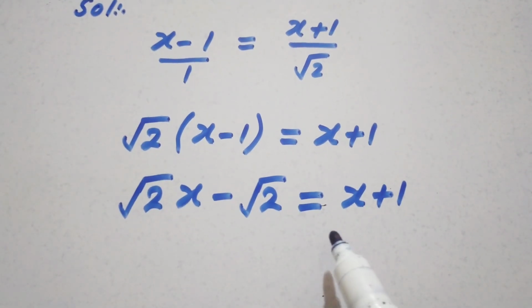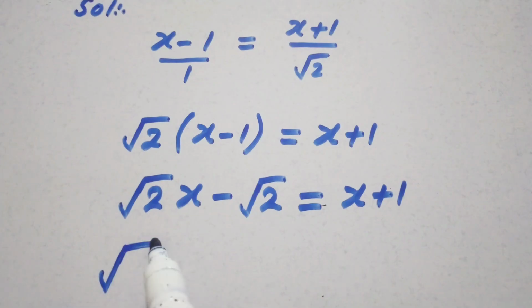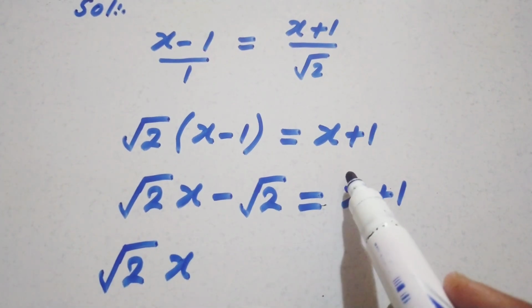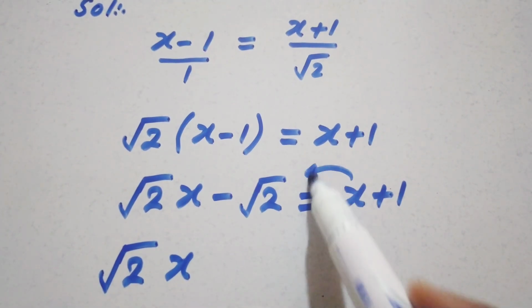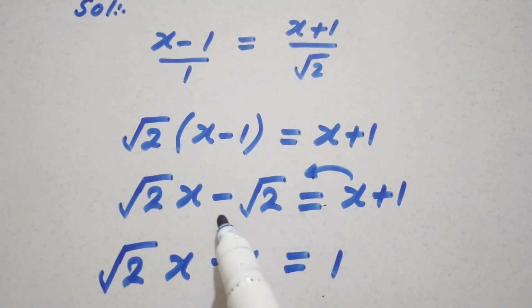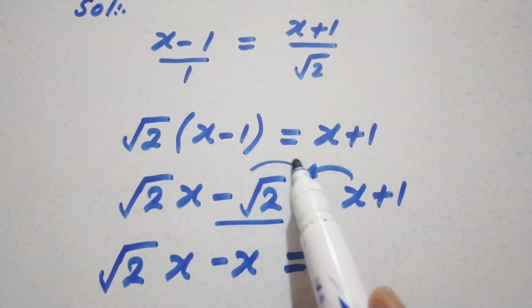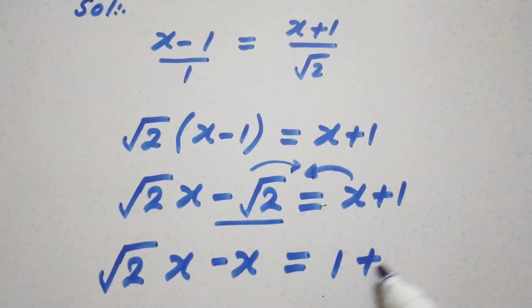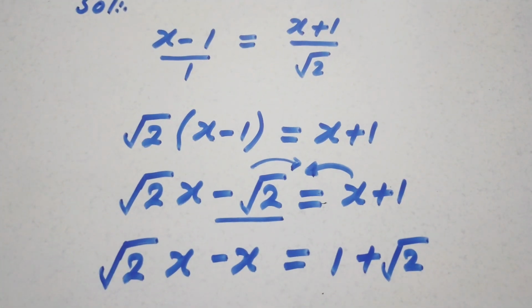Now moving the terms with x to one side of the equation. So this will remain square root 2 into x, and by moving x from right hand side to left hand side, this will become negative x, is equal to 1, and by moving the negative square root 2 from left hand side to right hand side, this will become positive square root 2. So now we have square root 2 x minus x is equal to 1 plus square root 2, by moving the terms with x to one side of the equation.